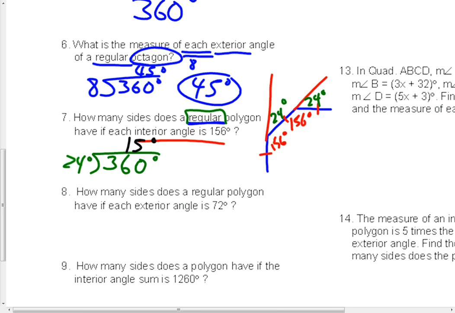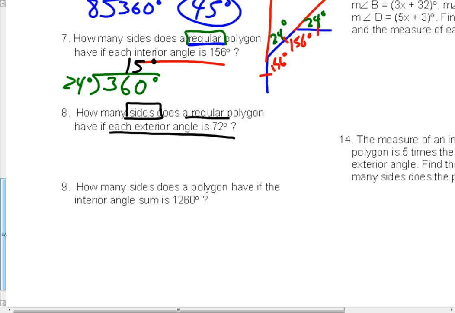There are many paths to the same answer. I could have stayed with interior, but why not jump to the exterior and take a look at that amount? How many sides does a regular polygon have? So we're looking for sides. Each exterior angle is 72. We're already on the outside. I know the total's 360. They're telling me that each one is 72. How many sides? 5 sides.